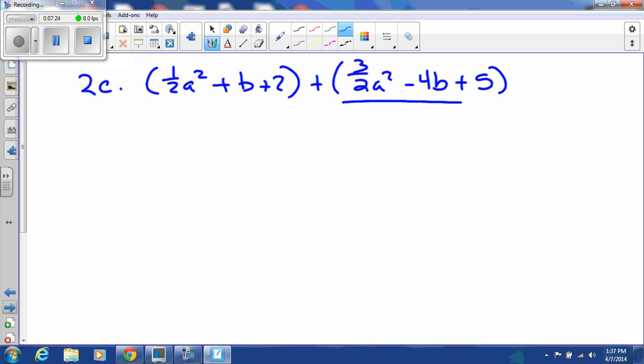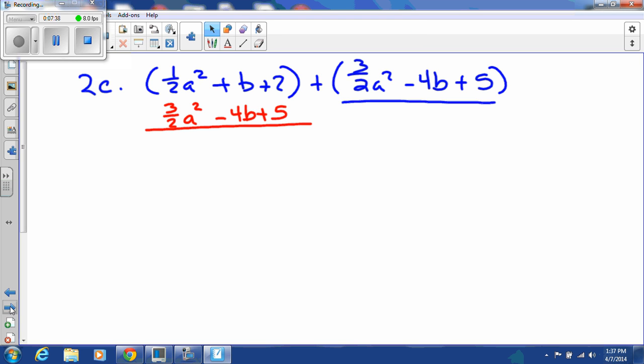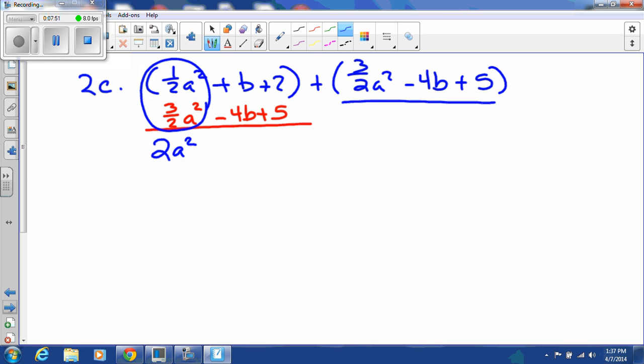So I'm going to take the second polynomial and write it underneath the first polynomial, lining up my like terms. So I have 3/2 a squared minus 4b plus 5. If you want to know about fractions, 1/2 plus 3/2 is 4/2, but 4/2 equals 2. So 1/2 a squared plus 3/2 a squared equals 2a squared.